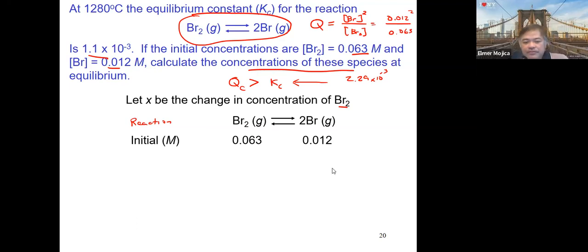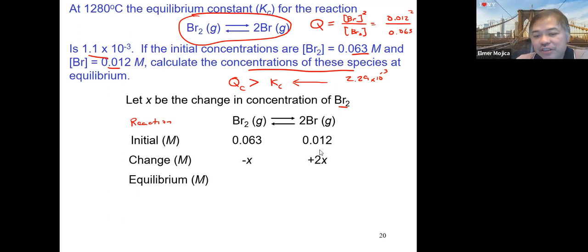Now, we go to the other part that we have. So that's the initial one. So what are the changes that we have? If you're the reactant, you're going to have x amount that is used up. And if you're the product, you're going to form 2x, because you have the coefficient of 2 here. So that's plus 2x. Now, when you have equilibrium, all you need to do is bring down the initial and the changes.